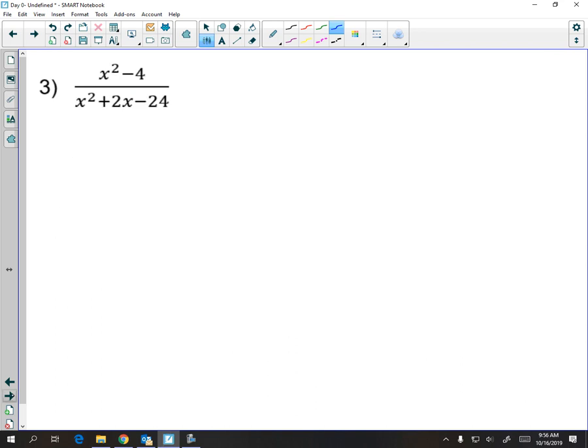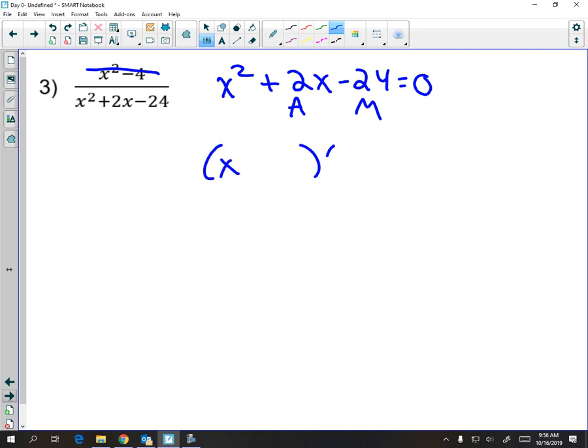If you have a more complicated expression like this one here, first of all, we're going to ignore the numerator because that has nothing to do with it being undefined. We're going to take the denominator and set it equal to 0. And we know how to solve this, right? You factor it with the AM method. So you want to find two numbers that multiply to negative 24 and add to positive 2. Those two numbers are going to be plus 6 and minus 4. Because 6 times negative 4 is negative 24. 6 minus 4 is 2.